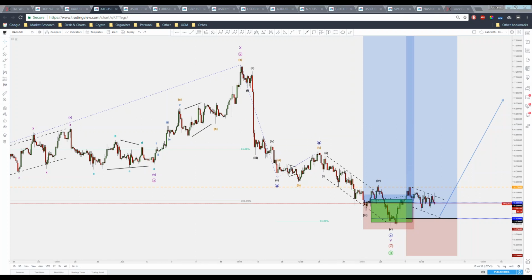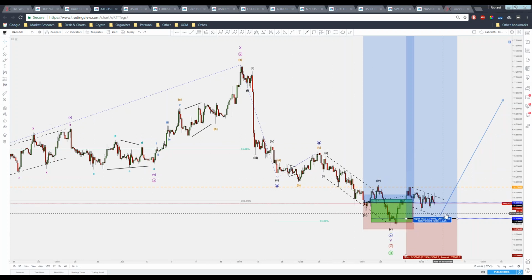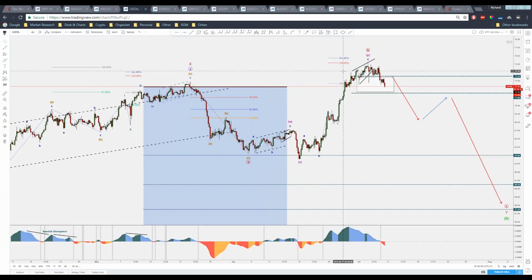Okay, it doesn't look like it's going to happen during this session. Crude oil, nothing to say about this. Doing kind of what's expected of it, right?